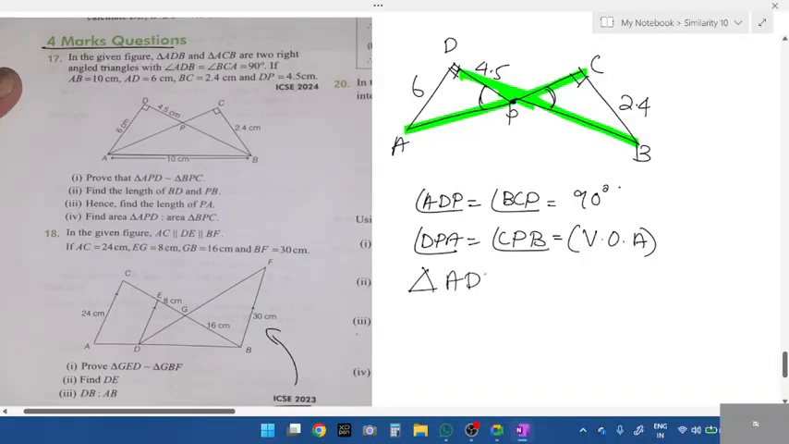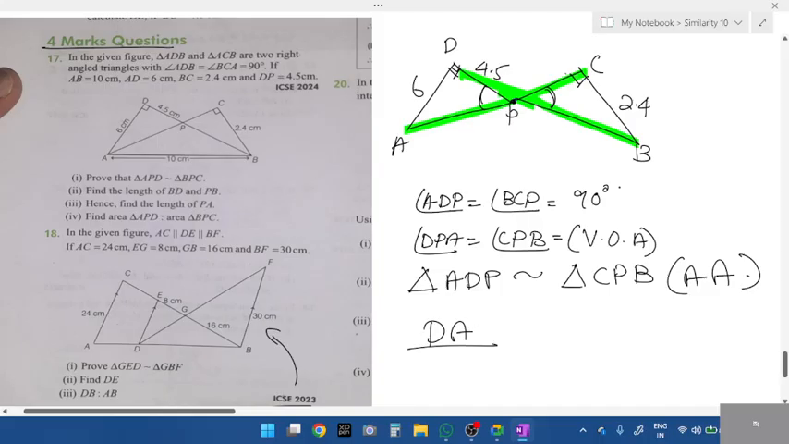Angle ADP is similar to which one? Triangle CPB. Under which criterion, students? Under angle. If they are similar, compare the angles. DA divided by... respond, all of you. DA, what's the other side we have? Very good. CB should be equal to DP or PD. What is the opposite of PD?